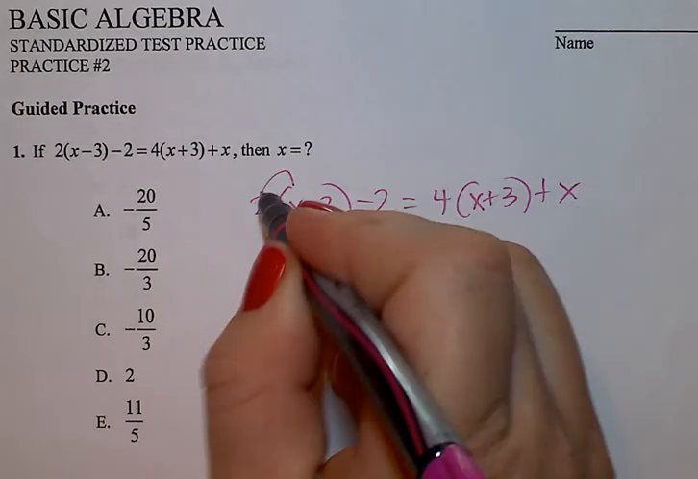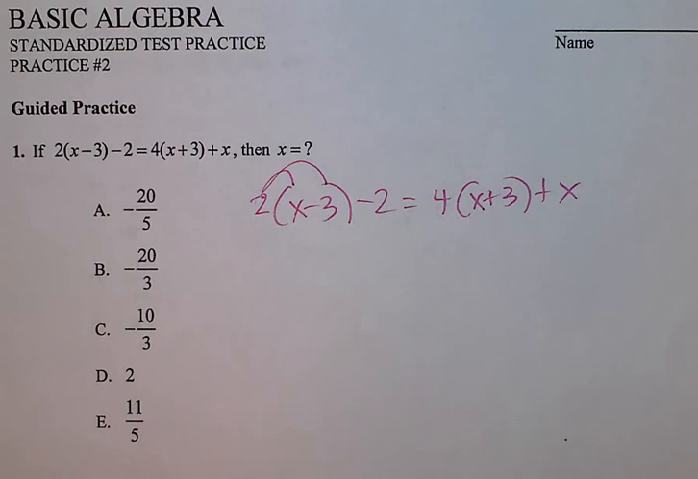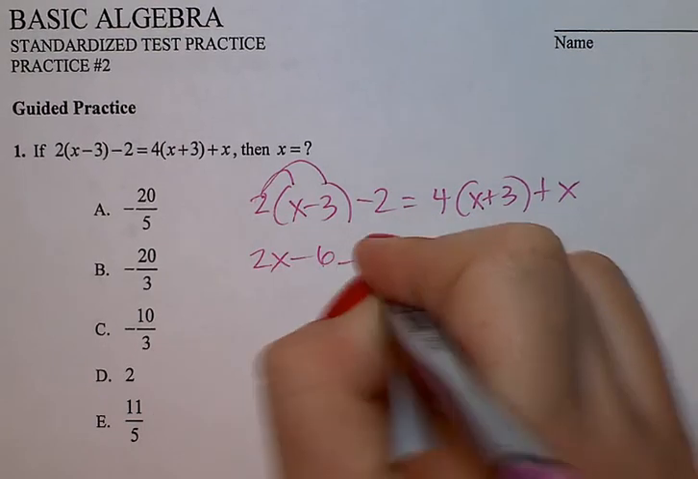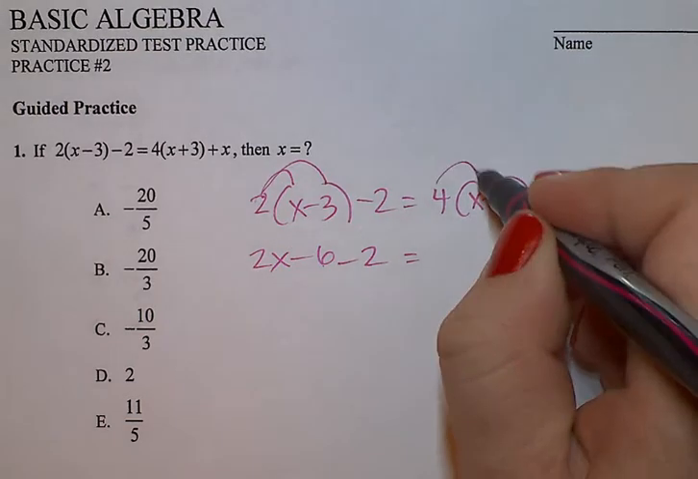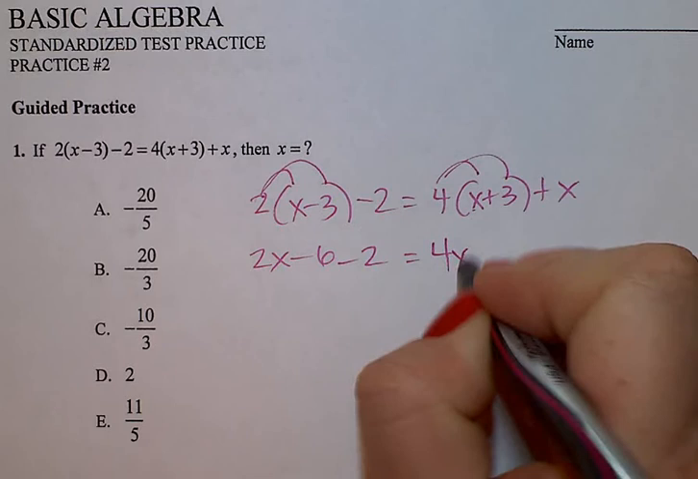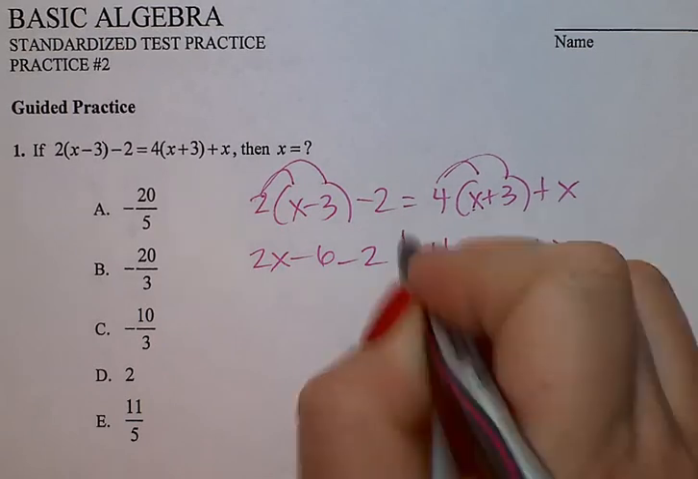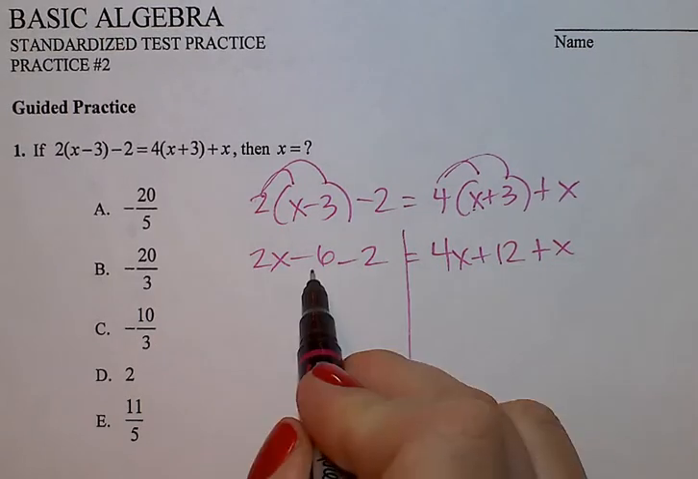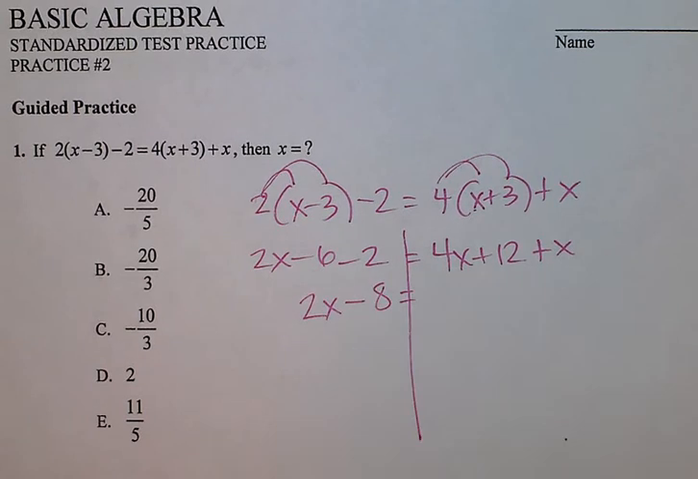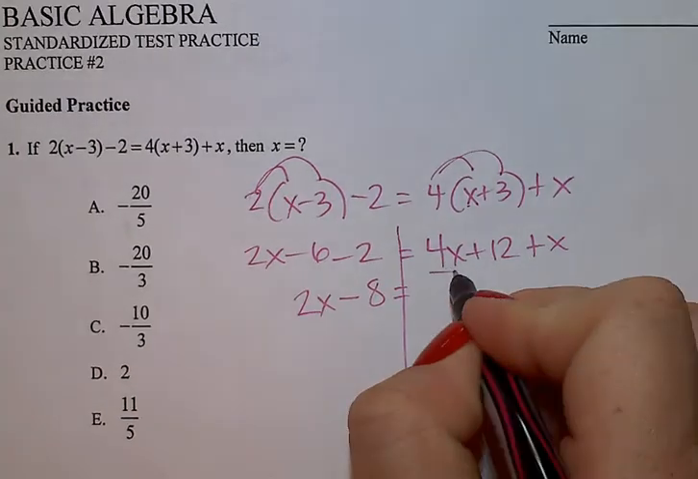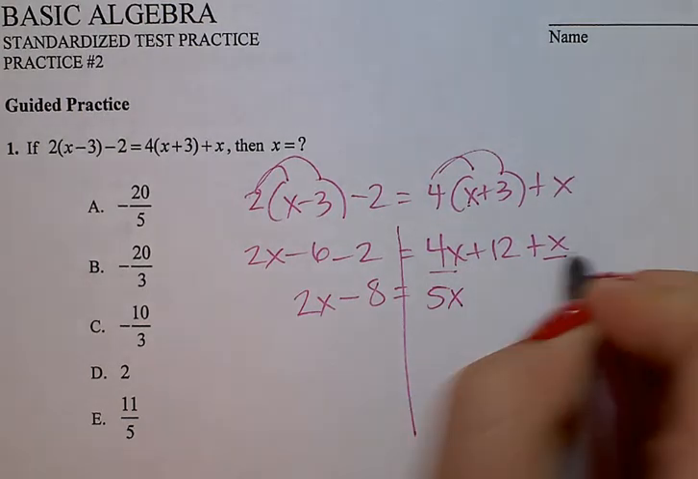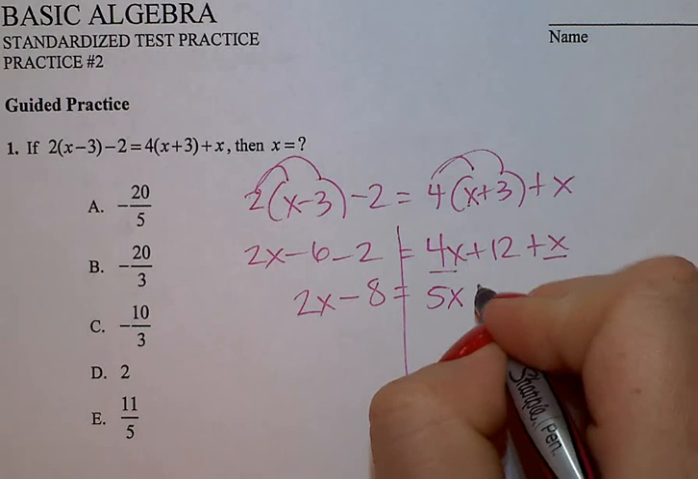Distribute the 2 to both quantities inside of the parentheses. When you distribute, you multiply. I'm going to distribute the 4 to both quantities inside of the parentheses. Combine like terms. A -6 and a -2 combines to give me a -8, and a +4x and a +1x is 5x.